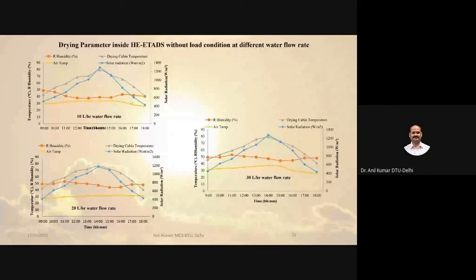Here we can see the temperature, relative humidity and solar radiation at the time. The maximum temperature we achieved was 75 degrees centigrade, and 75 degrees centigrade is a sufficient temperature for drying most agricultural produce. This was 10 liters, 20 liters, and 30 liters, the different mass flow rates of water through the evacuated tube heat collectors. This was done under unload condition.